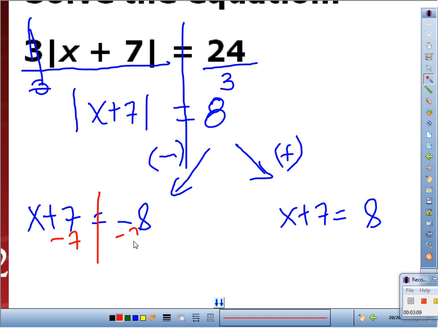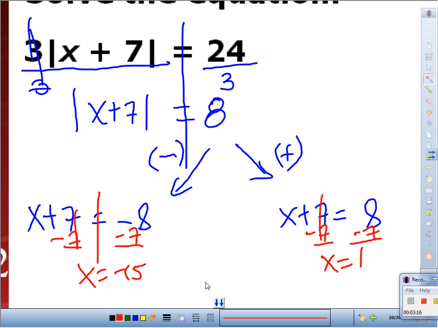Minus 7 minus 7, x equals negative 15. Minus 7 minus 7, x equals 1. And then let me plot my solution. We got negative 15 and 1. Make sure you plot it.